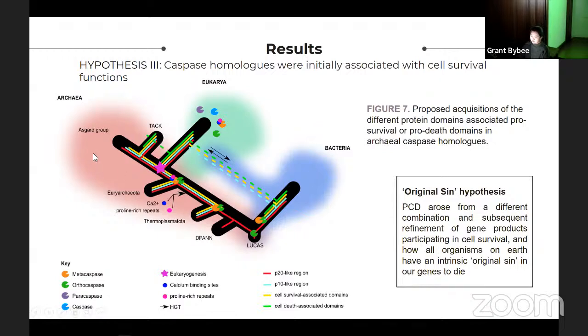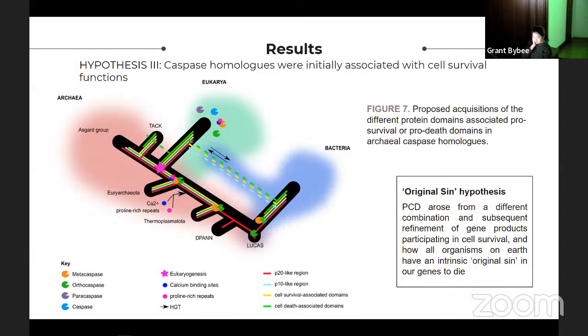But what is very interesting was that for these late branching phyla of archaea, the Asgard and the Thaum, they started to possess additional protein domains associated with the PCD molecular pathway. And it's very likely that if PCD did indeed act as a conflict mediator during eukaryogenesis, then these Cas-based homologs possessing protein domains associated with PCD may have played a role as a conflict mediator for eukaryogenesis.